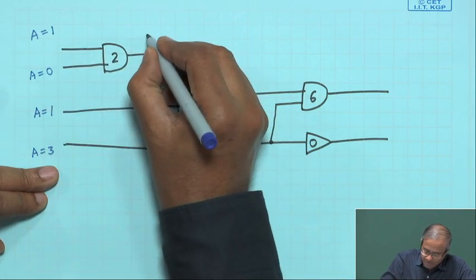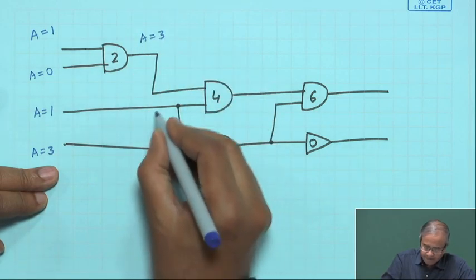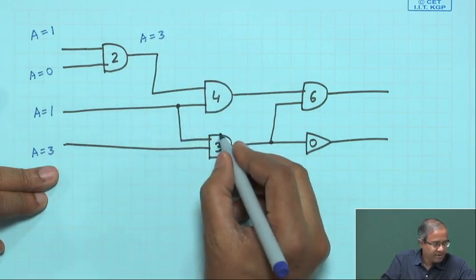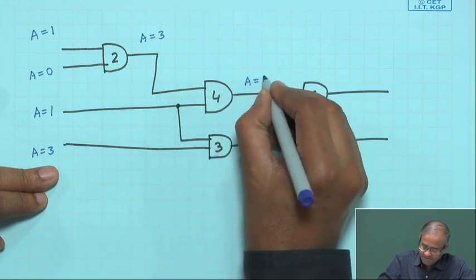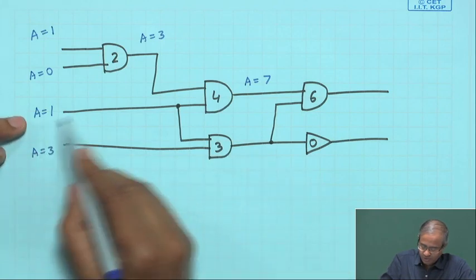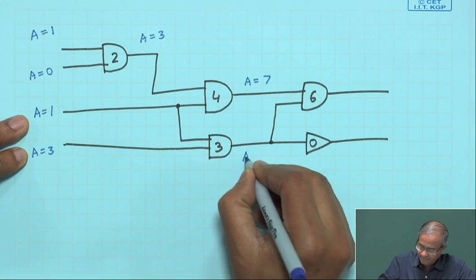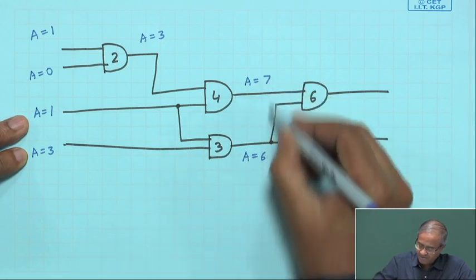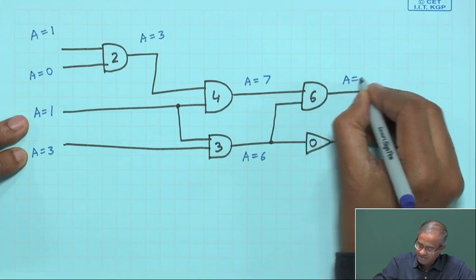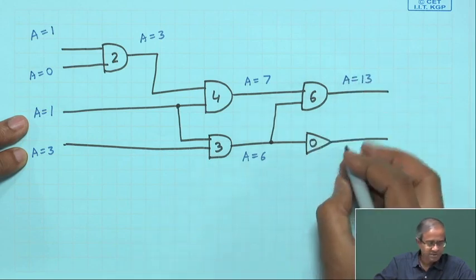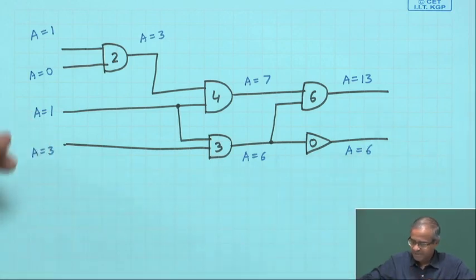So if you calculate the AAT value, the delays of the wires are assumed to be 0 initially. So the value of A here will be 1 plus 2, this A will be 3, here it will be 3 plus 4, A equal to 7, here it will be 1 plus 3 and 3 plus 3, whichever is larger, 6, 6 and 7, whichever is larger, plus 6, 13, 7 plus 6 and 6 plus 0, 6. These are the arrival times, right.